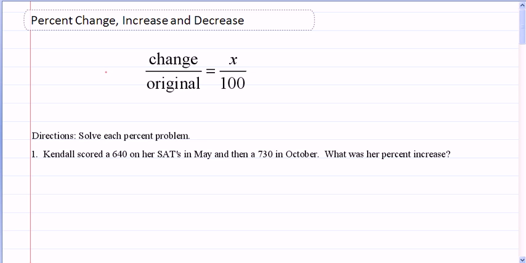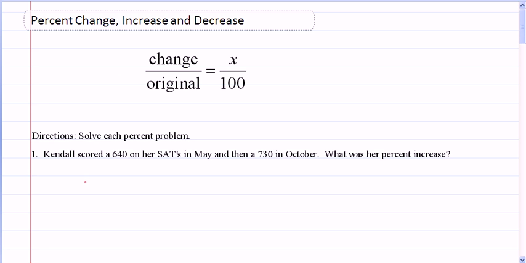In this lesson, you will learn how to find the percent change of two numbers. Sometimes percent change is asked for the percent increase or the percent decrease. So if two numbers are given and the question asks you to find the percent change, the percent increase, or the percent decrease, the formula is change over original equals x over 100. And your goal is to find x.